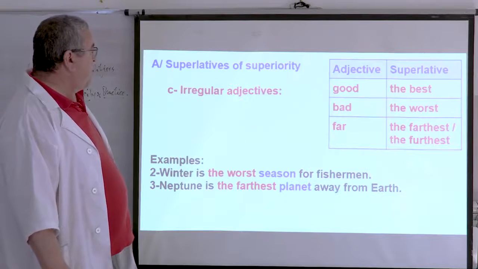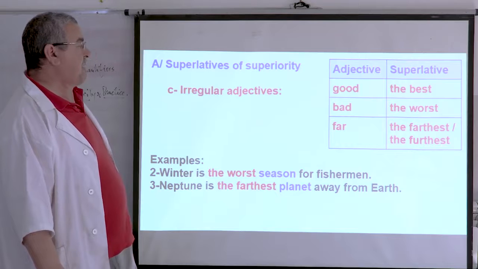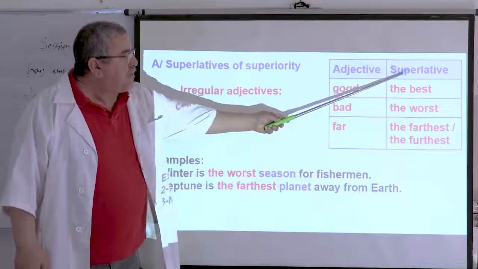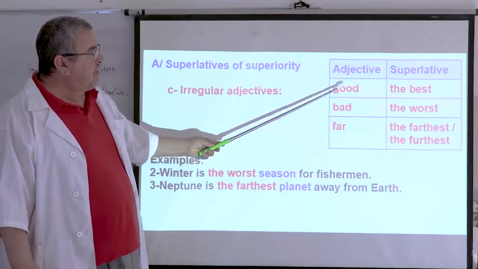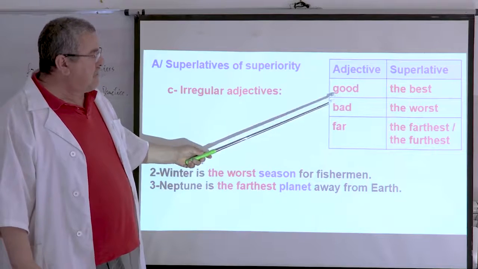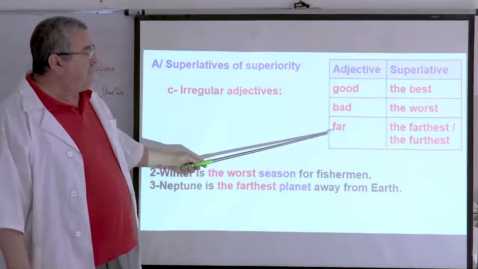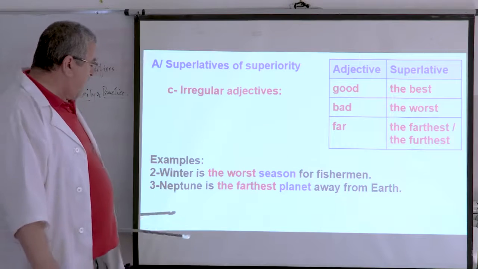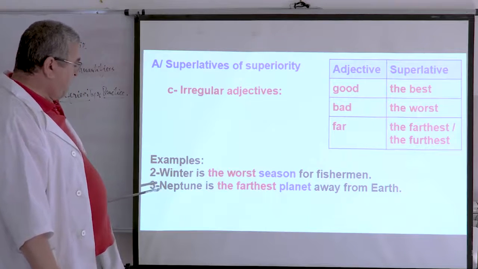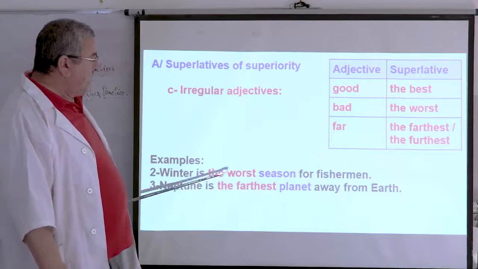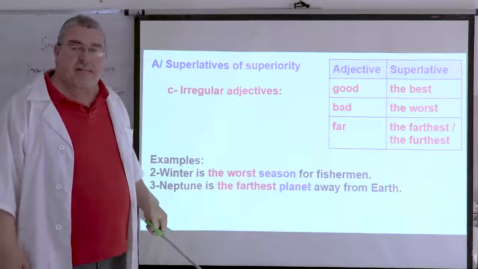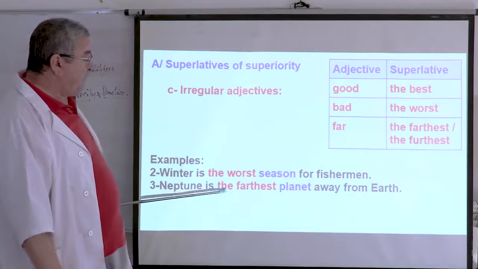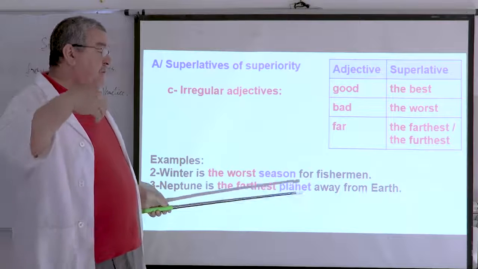Let's move to some irregular adjectives. We have adjectives here and their superlatives. Good, the best. Bad, the worst. Far, the farthest or the furthest. The two are correct. We have examples here. Winter is the worst season for fishermen. A second example, Neptune is the farthest planet away from Earth.